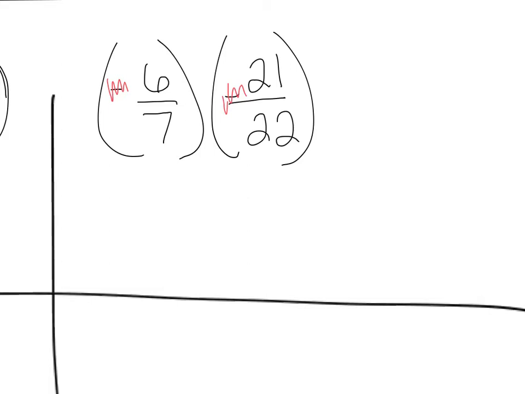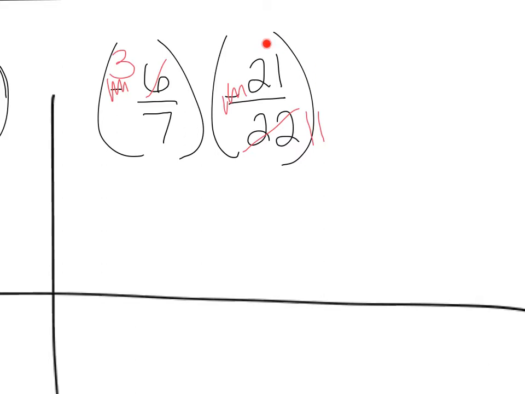Okay, I'm going to look on my diagonals, see if there's anything I can divide out in common. 6 and 22, they do have one number in common. I can divide out a 2 from both of those numbers. 22 divided by 2 gives me 11. 6 divided by 2 gives me 3.